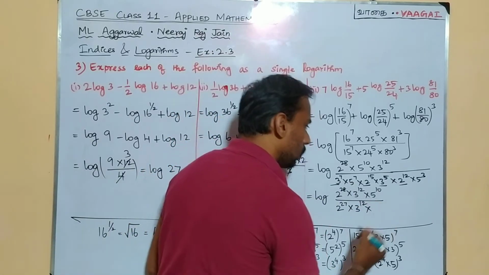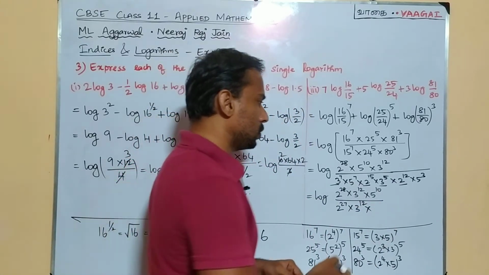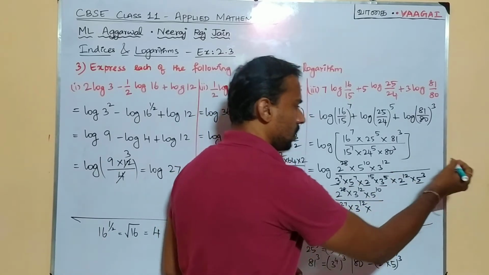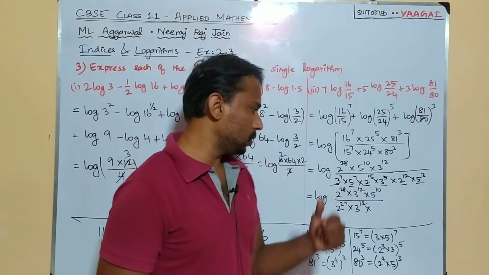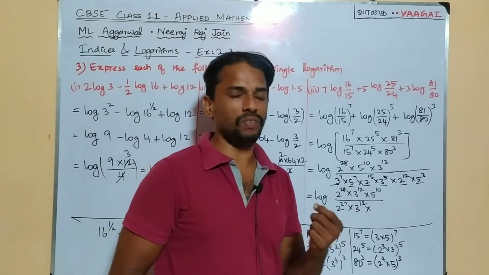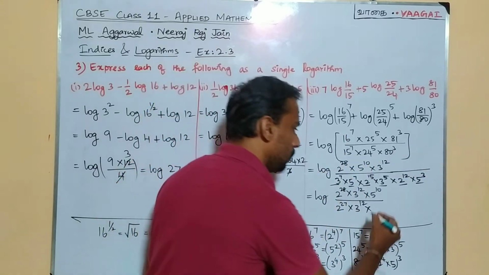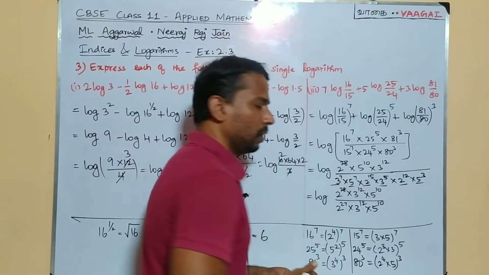So 3 power 12, into, next come to the 5's power. Okay, for 5's power we have 5 power 7 here, 5 power 3 here. So they both become 5 power 7 into 5 power 3. That will become 5 power 7 plus 3, which is 10. Okay, so 5 power 10. I hope it is clear to you.